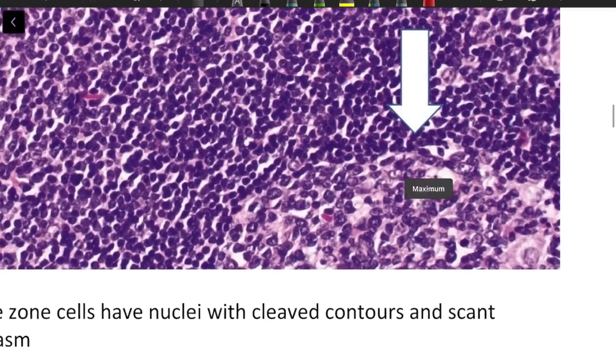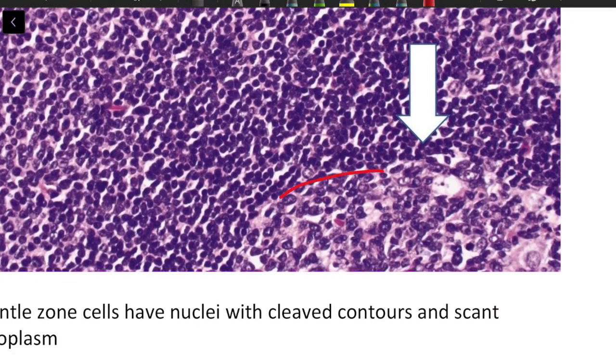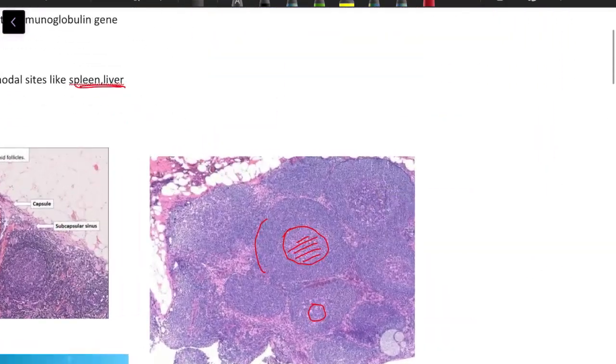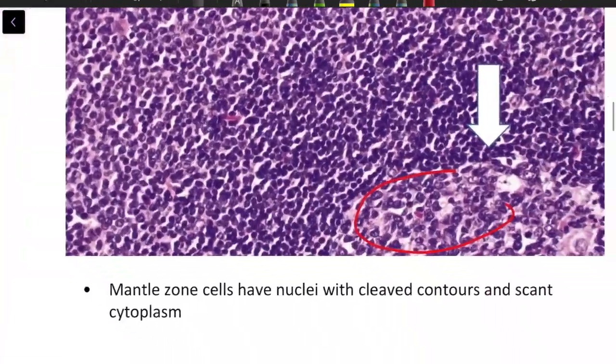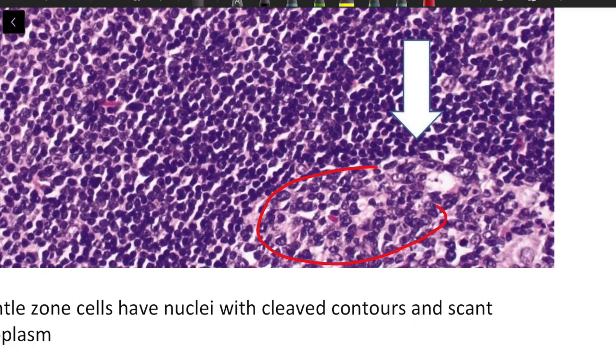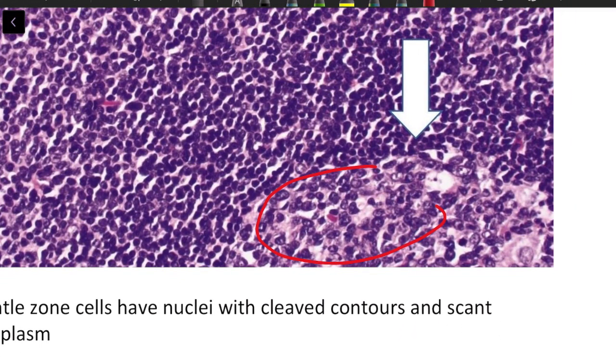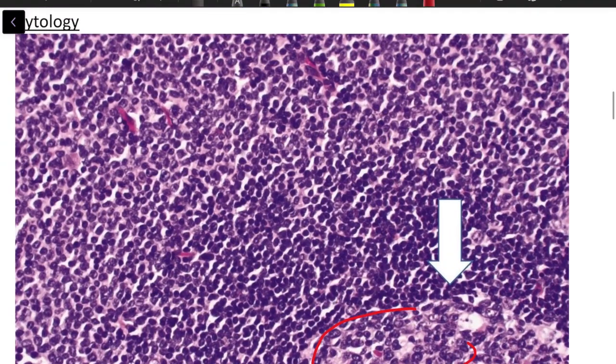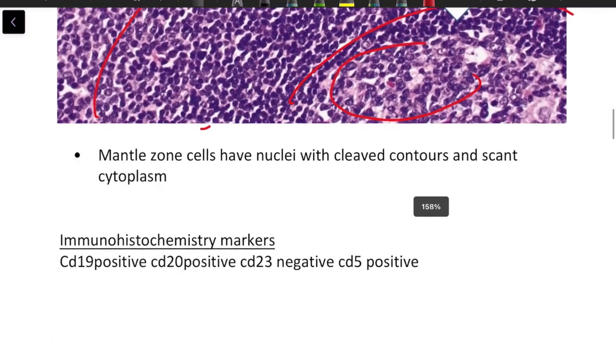And what you see here is the follicular or the germinal center. This is a zoomed image, and you see that the germinal center is atrophic. Generally the germinal center has a very large space, but here you can see the mantle zone has occupied this much of an area, and the germinal center is atrophic.